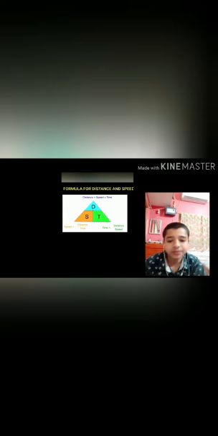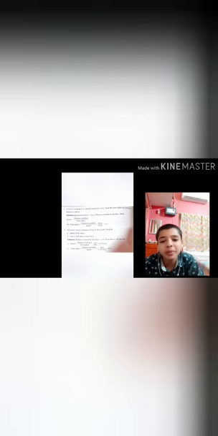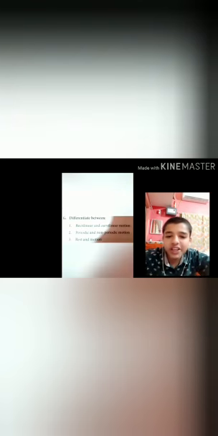The formula for speed and distance. Distance is equal to speed times time, speed is equal to distance divided by time, and time is equal to distance divided by speed. Now see some numericals. See both numericals. This is your distance and speed. My dear friends, do these numericals in your copy.